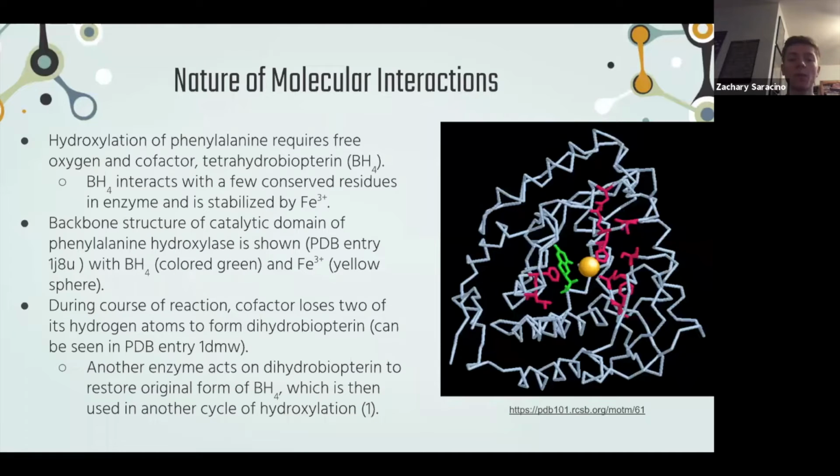For some basics of the molecular interactions, like I said before, it requires the presence of BH4, and that is stabilized by the iron. You can see the complex right here in the image. During the course of that reaction, the cofactor loses 2 of its hydrogen atoms to form the dihydro form, dihydrobiopterin. Another enzyme then reacts with this to restore it to its original form, where it can be used for another cycle of hydroxylation.